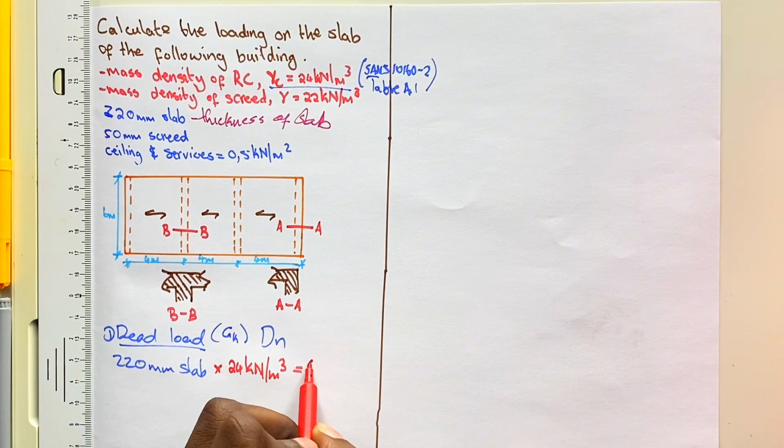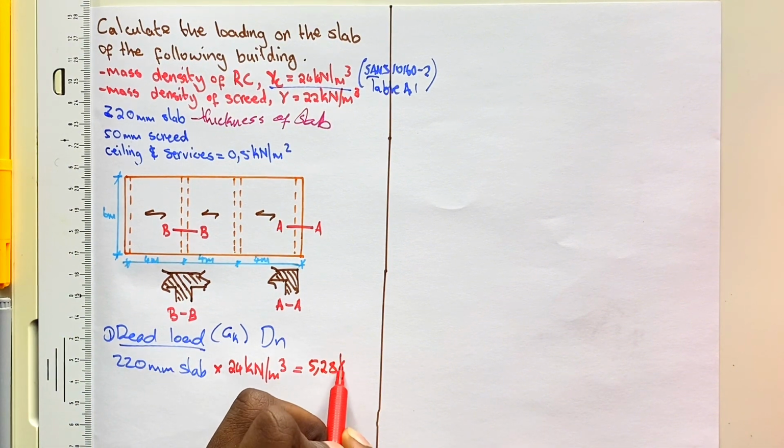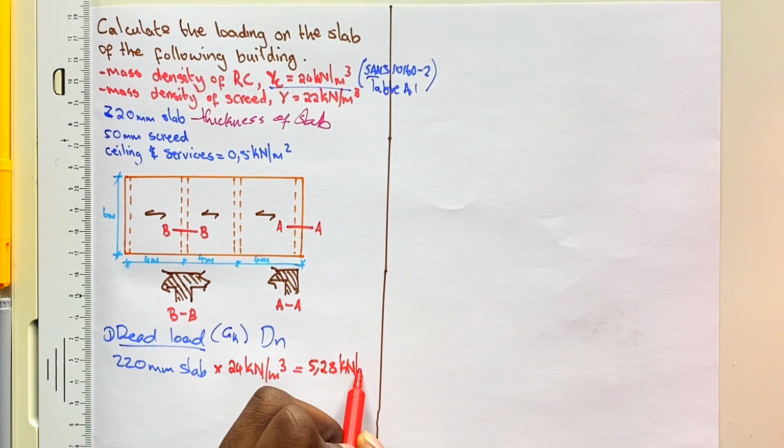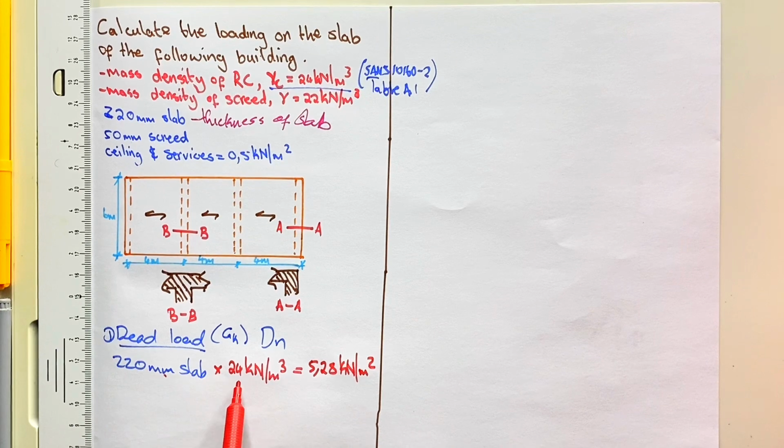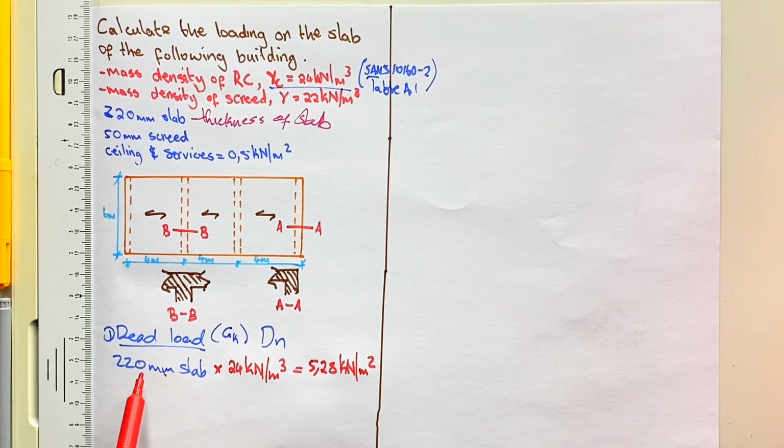Now that will give you 5.28 kilonewtons per meter squared. Now you just convert this to meters, which is divide by 1000 and multiply by 24. Now this meter will cancel 1 meter and you will be left with square meter instead of cubic meter.